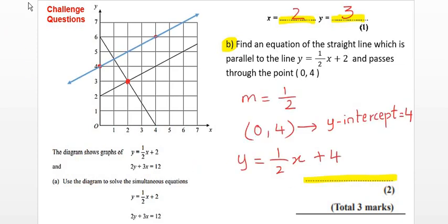So here is the solution for the challenge question. The A part was very simple because they just want us to use the diagram to solve the simultaneous equations. It means the lines are already drawn there. What will be the solution for this? Where the lines intersect, that point gives us the solution of the system of linear equations. The coordinates for this point are, the value of x is, as you can see, 2, and the value of y is 3. So the x value is 2 and the y value is 3.